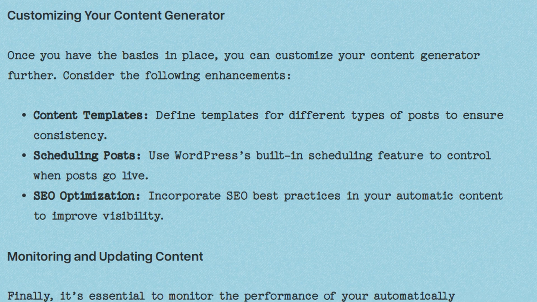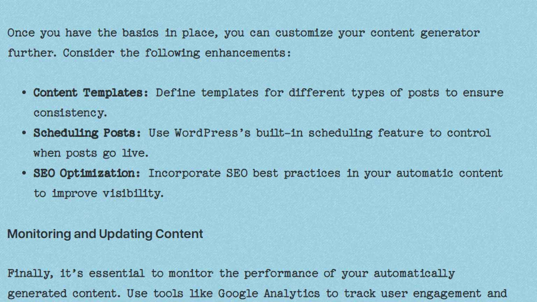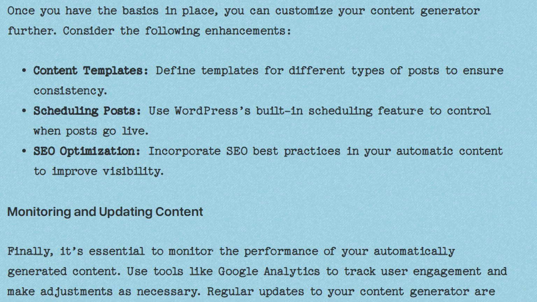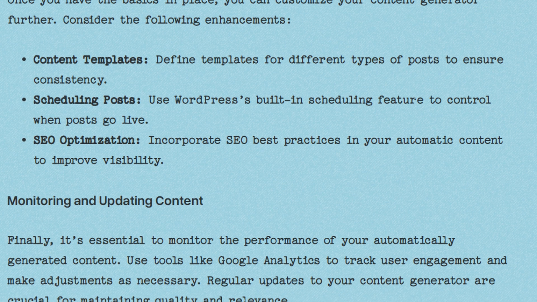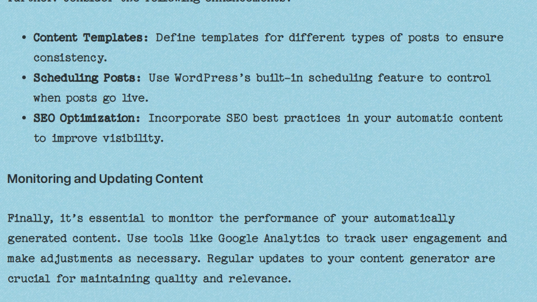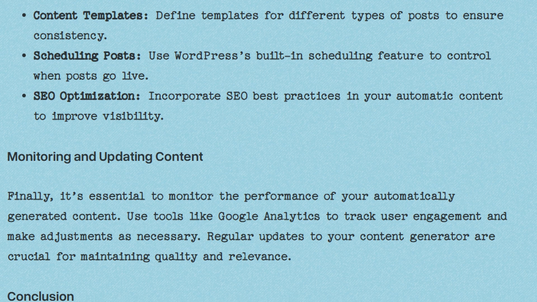Monitoring and updating content. Finally, it's essential to monitor the performance of your automatically generated content. Use tools like Google Analytics to track user engagement and make adjustments as necessary. Regular updates to your content generator are crucial for maintaining quality and relevance.